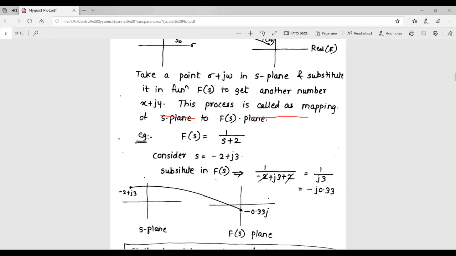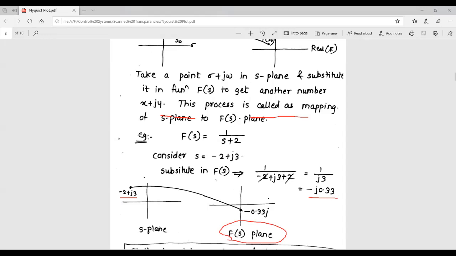Suppose now consider S is equal to minus 2 plus j3. This is called the S plane and this is called the f of S plane. On the right side you can find the f of S plane, right? Now when you mark the point minus 2 plus j3 in the S plane, by substituting the value of S you will have the corresponding value of minus j0.33 in the f of S plane. So now I think the idea is clear.